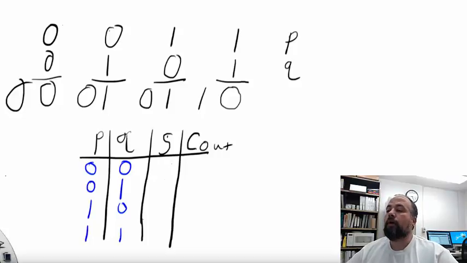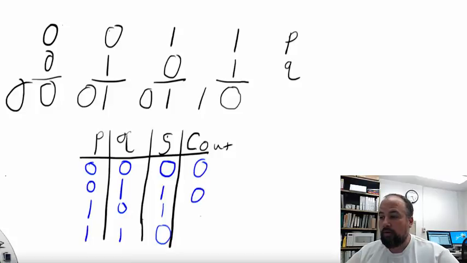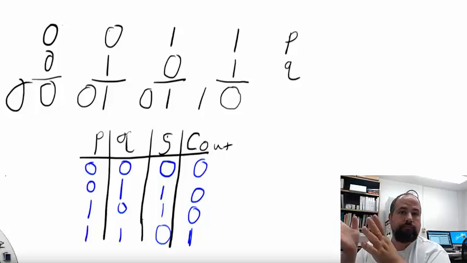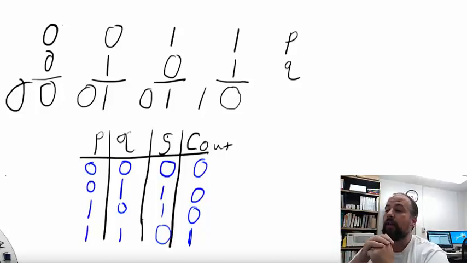Okay, so for 0, 0, the sum is 0. For 0, 1, the sum is 1. For 1, 0, the sum is 1. And for 1, 1, the sum is 0. For C out, they are all 0, except for the last case where carry out is 1. Makes sense? This is how we apply those truth tables we were studying in the last section.